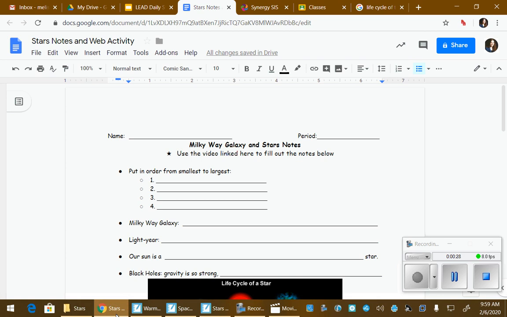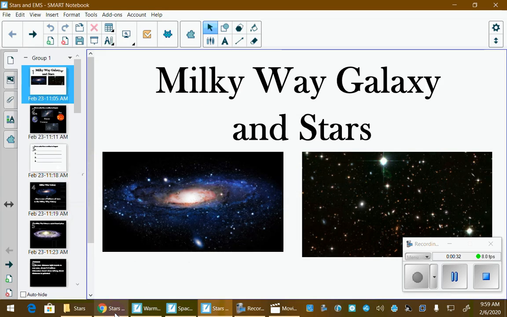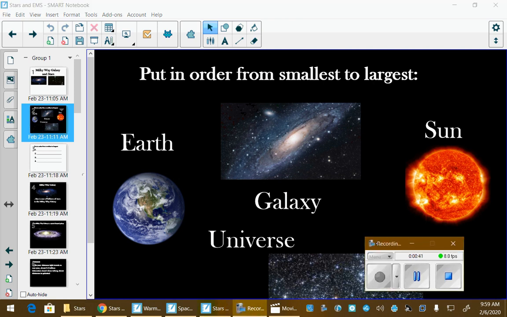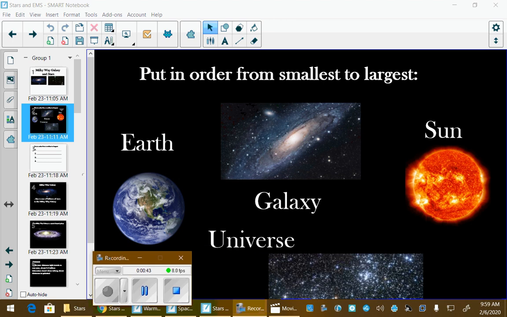So the first thing that this asks you to do is to put in order from smallest to largest. So the things that I want you to rank are the Earth, the universe, a galaxy, and the sun. So thinking about recording them in order from smallest to largest, think about your predictions, what would be smallest and then what would be largest, and we'll fill that in here. You can put that onto your sheet right now.